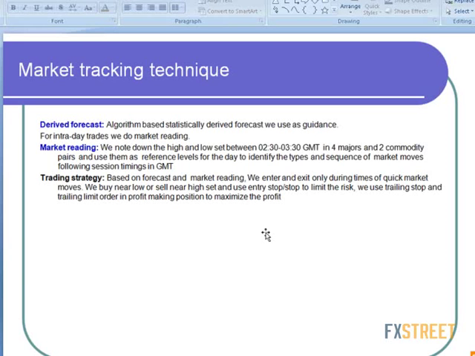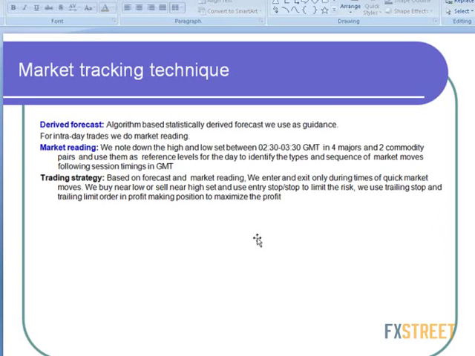So what is the trading strategy? We limit the risk. We keep a hedging order 30 pips away from the entry position so that once the position is taken, immediately we keep the hedge order 30 pips away, limiting the risk to 30 pips.